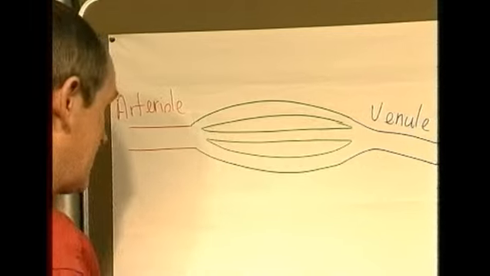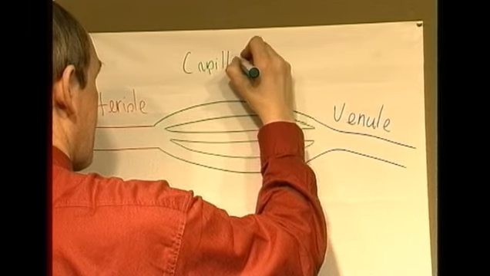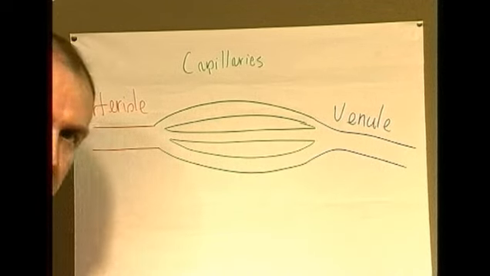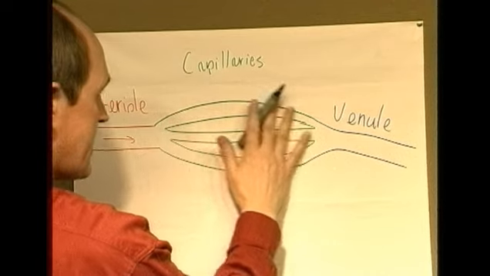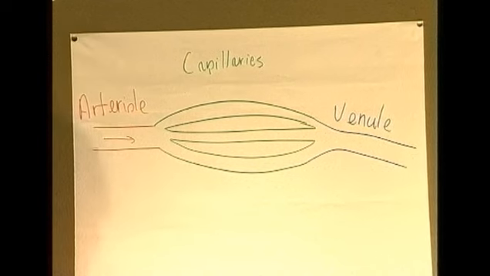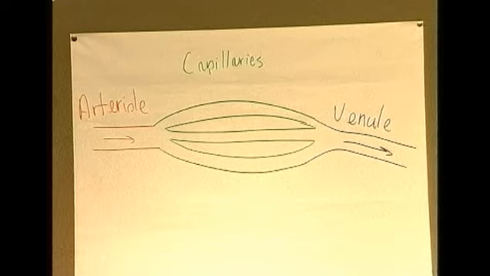And in the middle we have the capillaries. So an arteriole taking blood in, the blood circulating through the capillary bed, and the blood being drained via the venule.